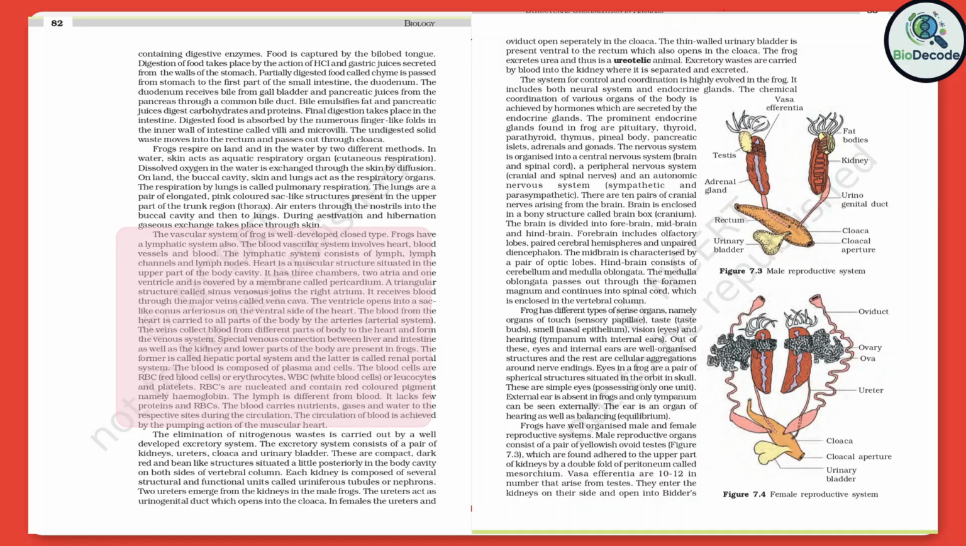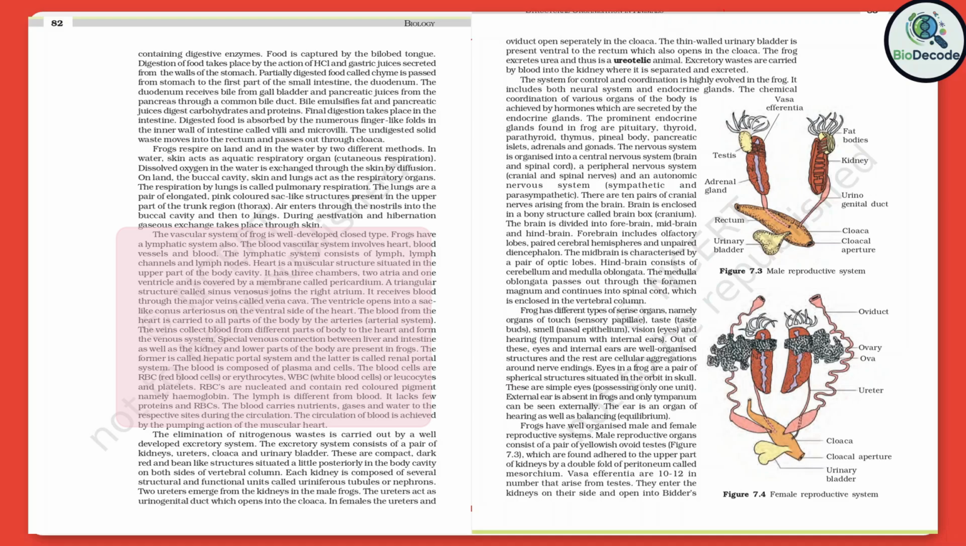A triangular structure called the sinus venosus joins the right atrium. It receives blood through the major veins called vena cava. The ventricle opens into a sac-like conus arteriosus on the ventral side of the heart. The blood from the heart is carried to all parts of the body by the arteries, the arterial system. The veins collect blood from different parts of the body to the heart and form the venous system. Special venous connections between the liver and intestine, as well as the kidney and lower parts of the body, are present in frogs. The former is called the hepatic portal system, and the latter is called the renal portal system.